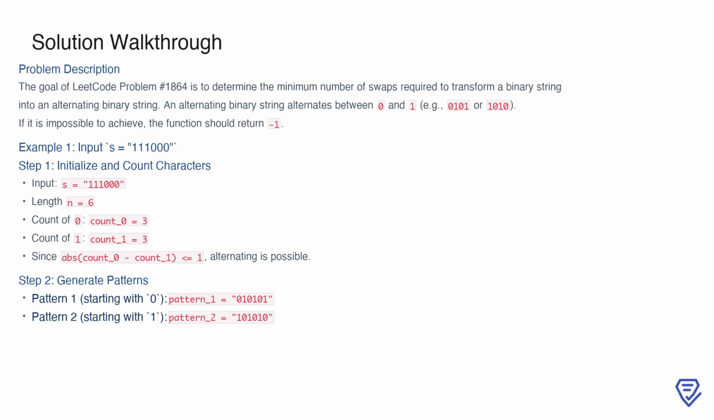First, we initialize some basic variables. We find that the length of the string is 6, and we count the number of 0s and 1s in the string. Both count_0 and count_1 are 3, so the absolute difference between the two counts is 0. Since this difference is less than or equal to 1, it's possible to create an alternating binary string. Next, we generate two possible alternating patterns. The first pattern, starting with a 0, is 010101. The second pattern, starting with a 1, is 101010.